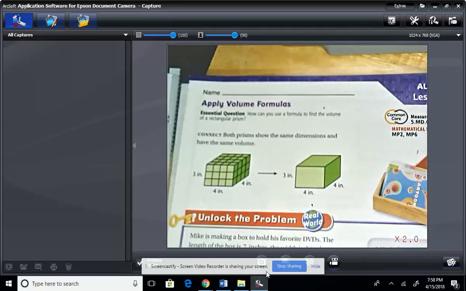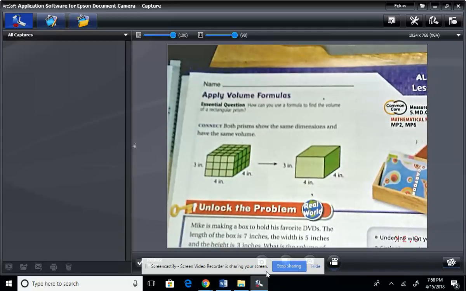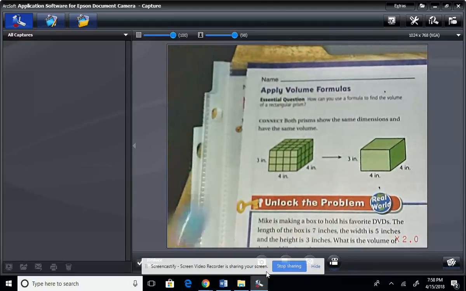Okay, so Mike is making a box to hold his favorite DVDs. The length of the box is 7 inches, the width is 5 inches, and the height is 3 inches. What is the volume of the box that Mike is making? Right away you want to say to yourself, well, I know volume is length times width times height.